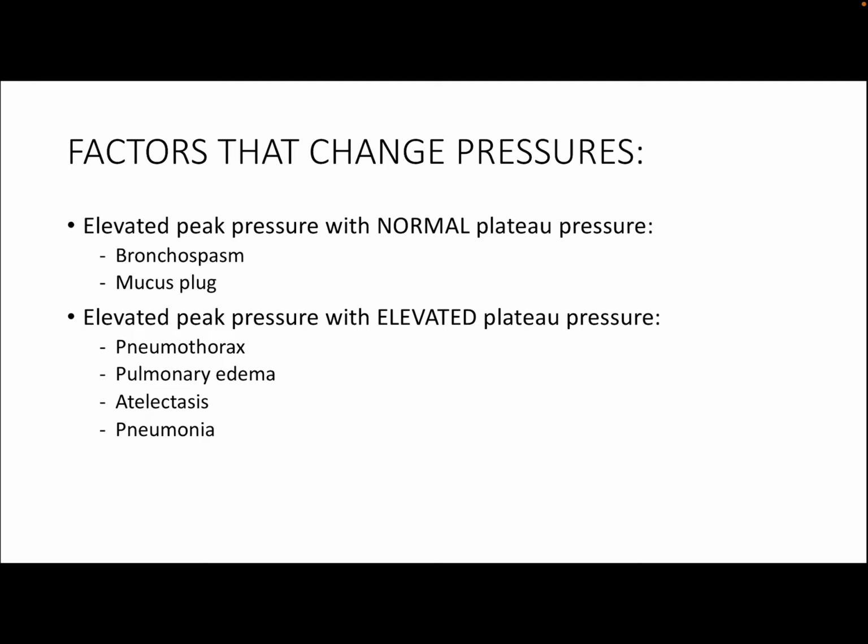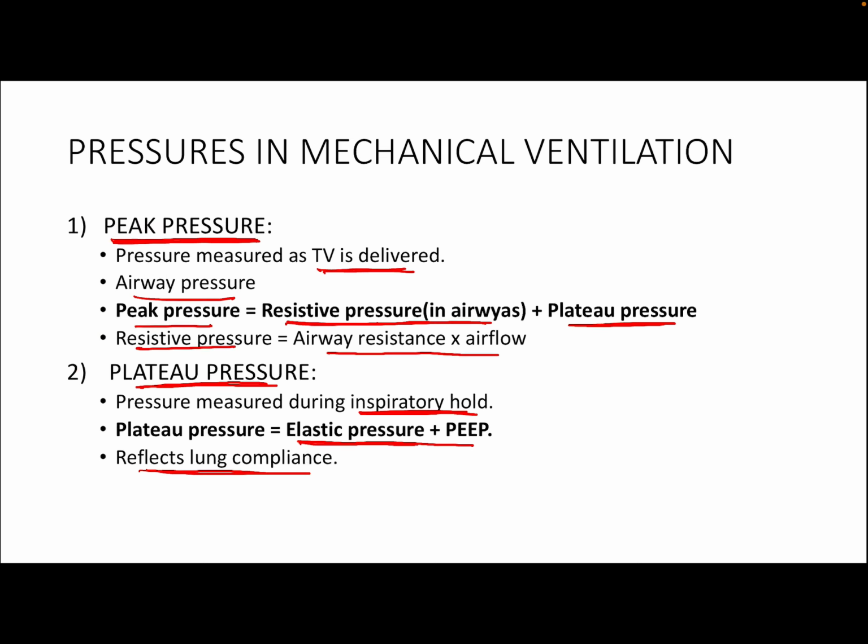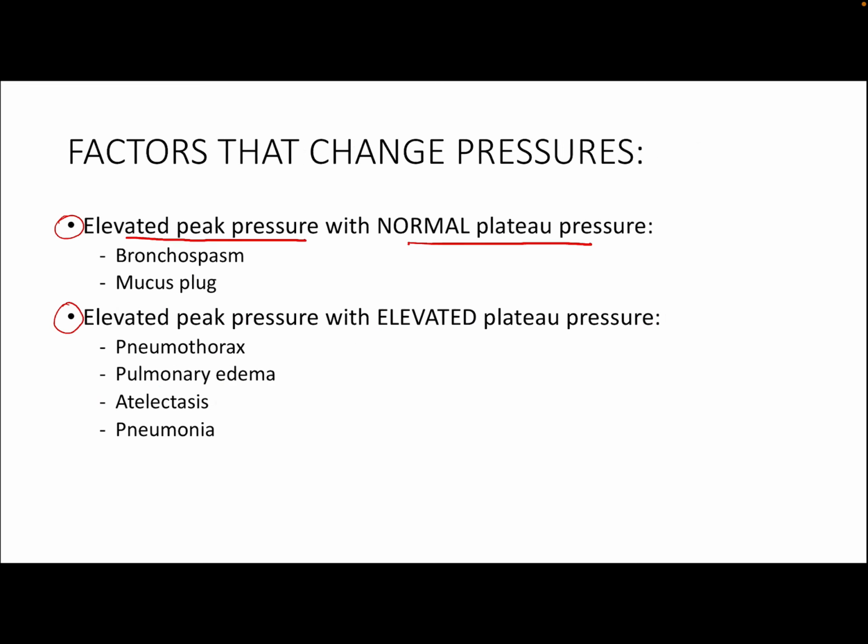Now, what are the factors that change these pressures? So you have two important concepts. The first is if you have an elevated peak pressure with a normal plateau pressure, please note that peak pressure is the plateau pressure plus the resistive pressure in the airways. So you have an elevated peak pressure but the plateau pressure is normal, means that the pathology is in the airway which has led to the increased resistive pressure. This is seen in cases like bronchospasm and mucus plugging.